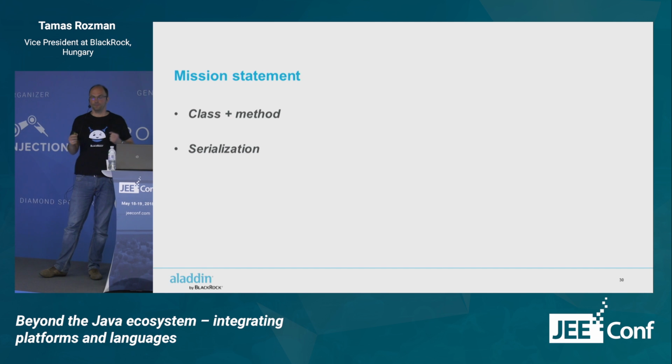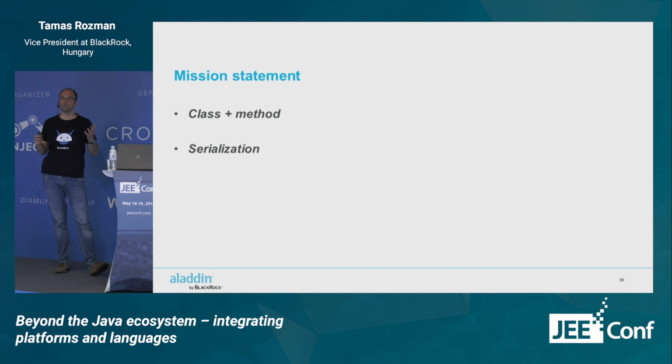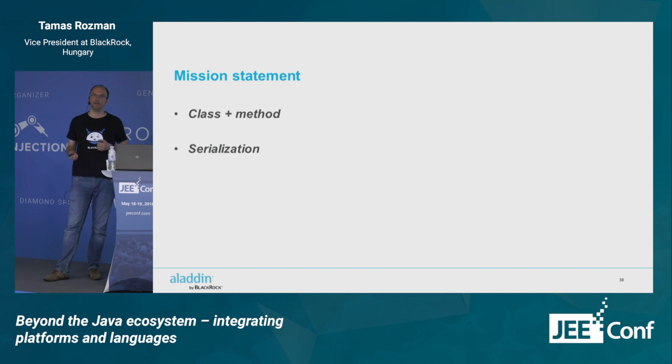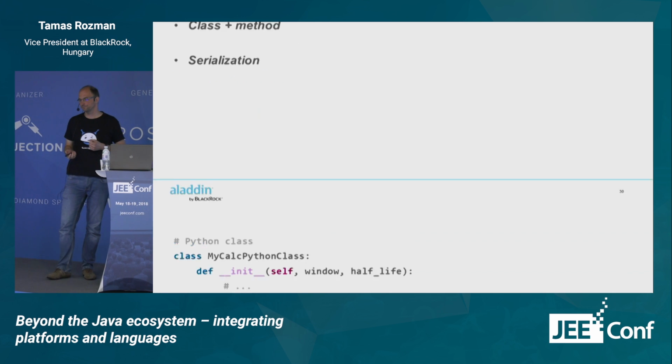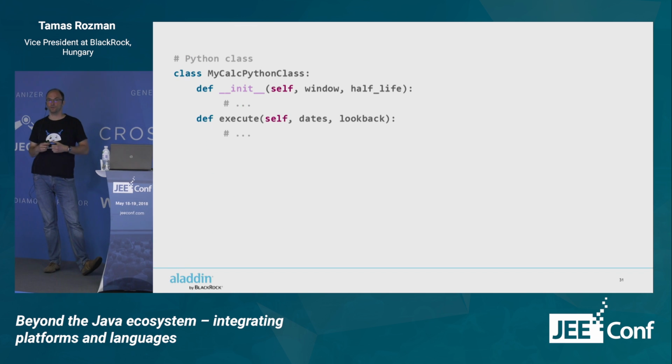All right, what we want to achieve is a proper format where, on the Python side, we want to have classes and methods instead of this request handler thing. And we want to handle serialization as well out of the box. All right, this is our destination.